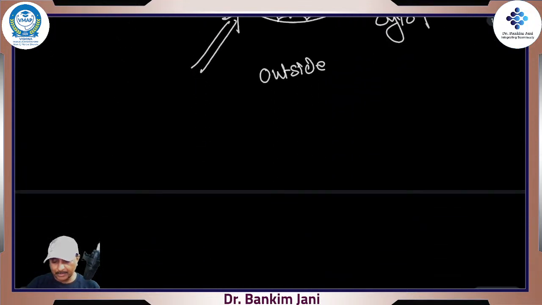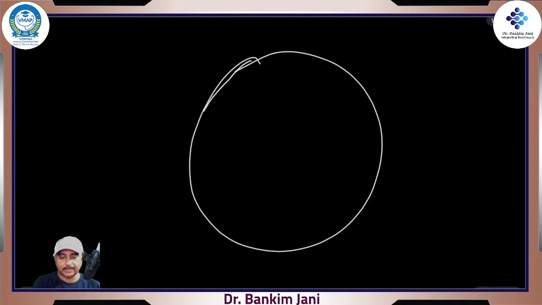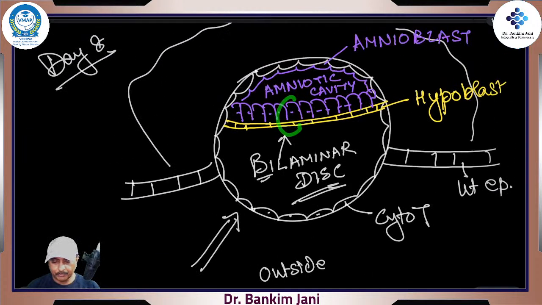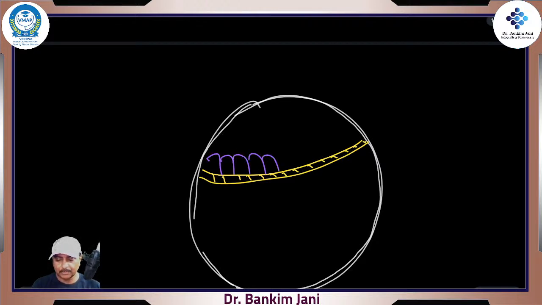What about the other part? Now we'll just draw it like this, a bigger one. Considering that the outside is all cytotrophoblast, we are not drawing it now. We are using yellow for this. So we have one layer right over here, and then we had those. So this was our amniotic cavity.